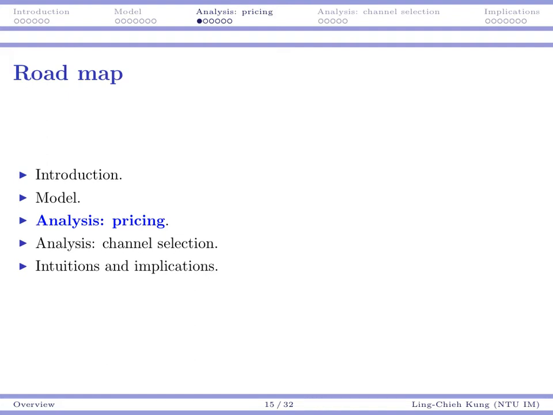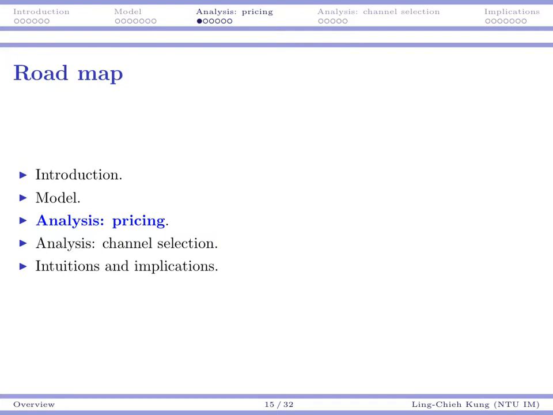Okay, so now let's study the pricing game of the problem we studied. As we mentioned, at the very beginning, these two players make their channel selection decision. After that, they observe the channel structures. They know it's either DD or II or ID or DI, and then they play the pricing game.